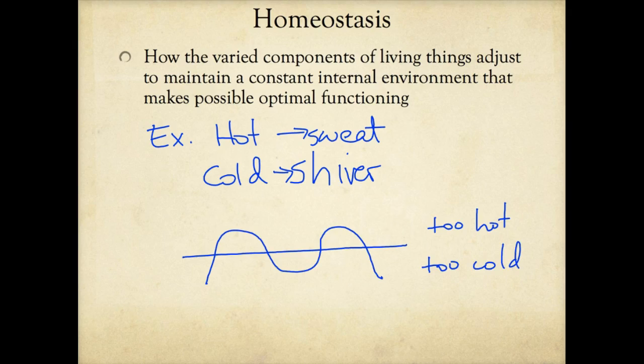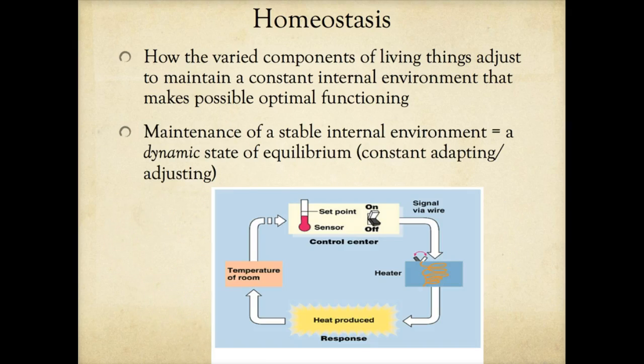And the most important thing to remember is it's not that it's a constant temperature, but it's a range. So when I get too hot, I sweat. If I get too cold, I shiver. And so our body temperature is constantly adjusting to stay in the general area, to stay between extremes. In biology, we call this a dynamic equilibrium.